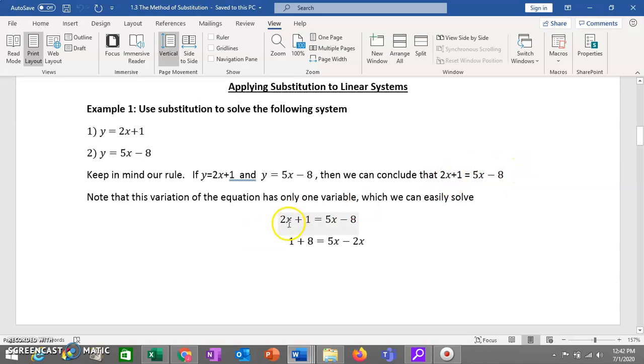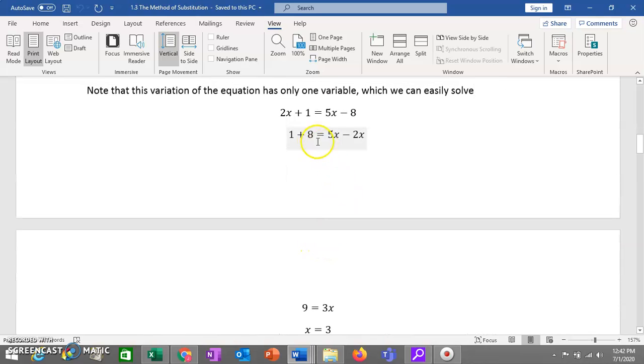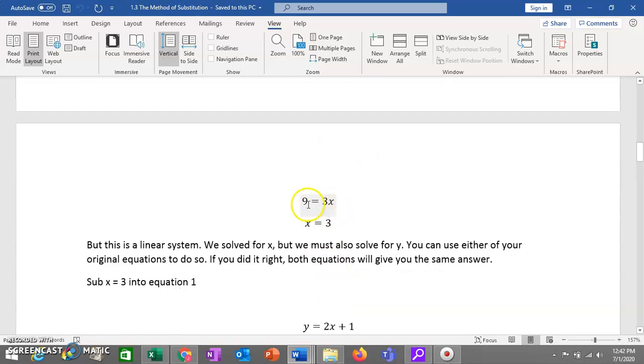And that means we can use algebra to solve it. Okay, so 2x plus 1 equals 5x minus 8. So I'm just going to bring the 2x over to the right side, and it becomes a negative 2x. I'm going to bring the 8 over to the left side, so it's negative 8 on the right side, so it becomes positive 8 on the left. And then that's really easy to solve, right? 1 plus 8 is 9. 5x minus 2x is 3x. Divide both sides by 3, and we get x is equal to 3.